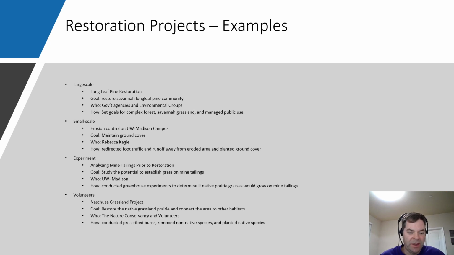And then the project that included volunteers was the Nashusha Grassland Project. The goal was to restore the native grassland prairie and connect the area to other habitats in the area. It was conducted by the Nature Conservancy with a group of volunteers. And they conducted this project by doing prescribed burns, removing non-native species, and planting native species on the site.